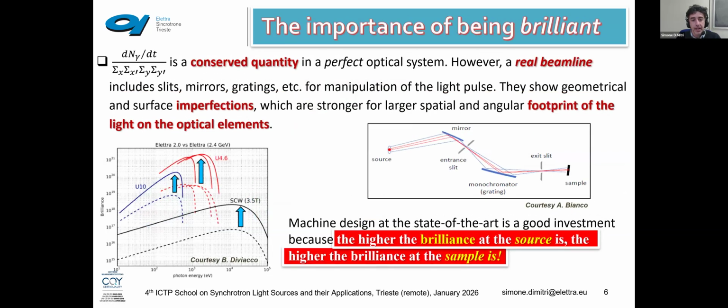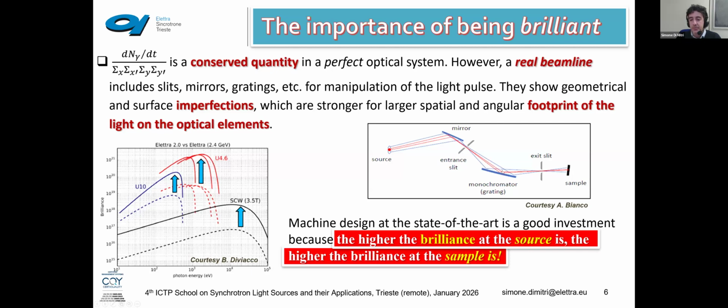Now, the gain in a large brilliance of the light pulse is actually not only to maximize the photon density, as I said, but also because that corresponds to a small light pulse spot size and divergence, which can be translated into a well-collimated light pulse. Now, if the light pulse is well collimated during its transport through the beamline, you can minimize the footprint of the light pulse on the mirrors, on the optical elements of your beamline, to either transport or manipulate the light pulse until reaching the sample.